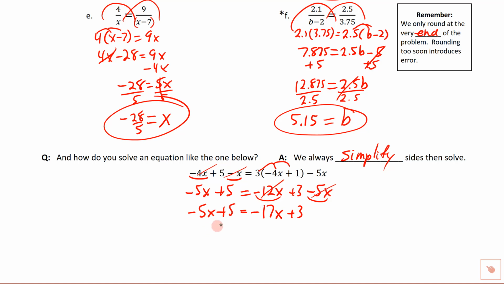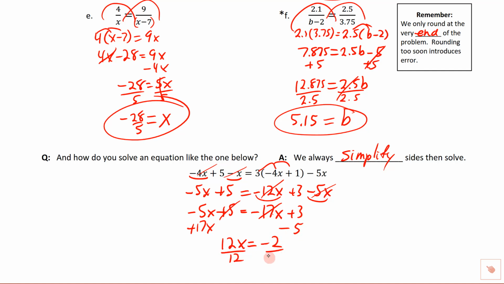Now we've got this side simplified and we've got that side simplified. So we're going to go ahead and figure out which side we need the variable to end up on. Of negative 5x and negative 17x, negative 17x is the smallest. It's the most negative. It's the furthest left on the number line. So we're going to add 17x to both sides. Okay, and that means if we're going to get the x's over here, we need to move the constants to the other side. So we're going to subtract 5 from that side. So we end up with 12x on this side, because negative 5x plus 17x is 12x. And then 3 minus 5, that's going to be a negative 2.